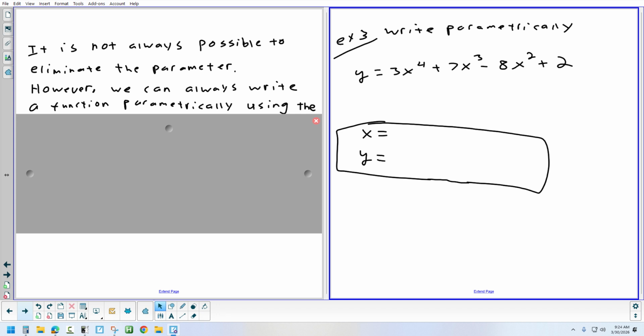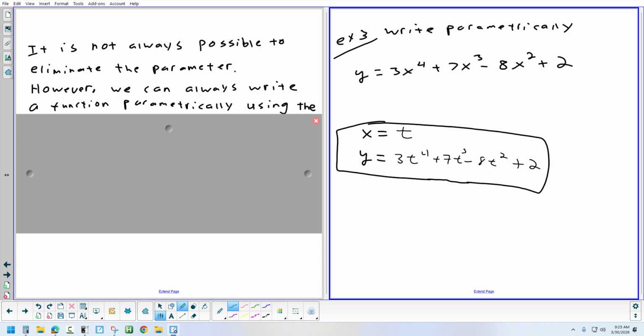Yep. Could x equal t? Okay, so let's try x equals t. And if you did that, what would be your formula for y? That now you could substitute that in, and it would give you back what you started with. y equals 3t to the 4th power plus 7t cubed minus 8t squared plus 2.